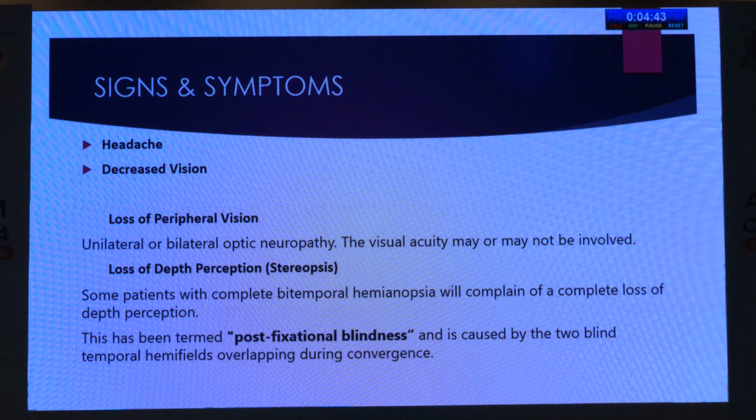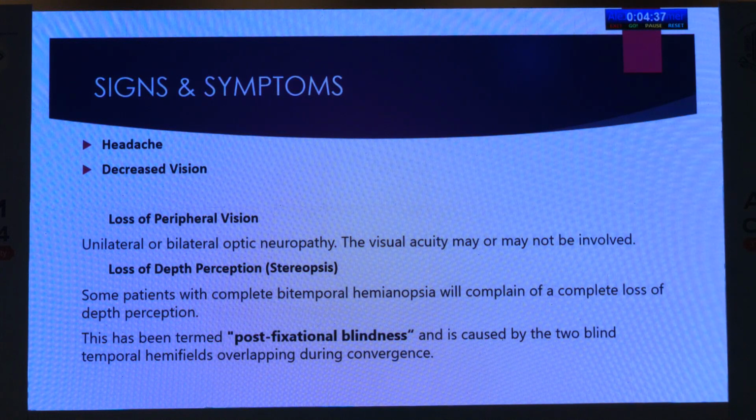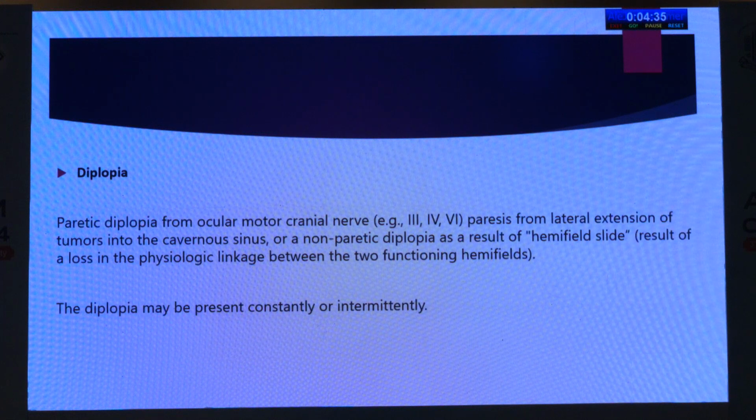This has been termed post-fixational blindness, and it is caused by the two blind temporal hemifields overlapping during convergence. Diplopia is one of the main important symptoms that is seen. Paretic diplopia from oculomotor cranial nerves, for example the third, fourth and sixth nerve paresis, from lateral extension of the tumors into the cavernous sinus, or non-paretic diplopia as a result of hemifield slide, resulting from the loss of physiologic linkage between the two functional hemifields. Diplopia may be present constantly or intermittently, which varies from patient to patient and depending on the kind of pituitary tumor that is present.